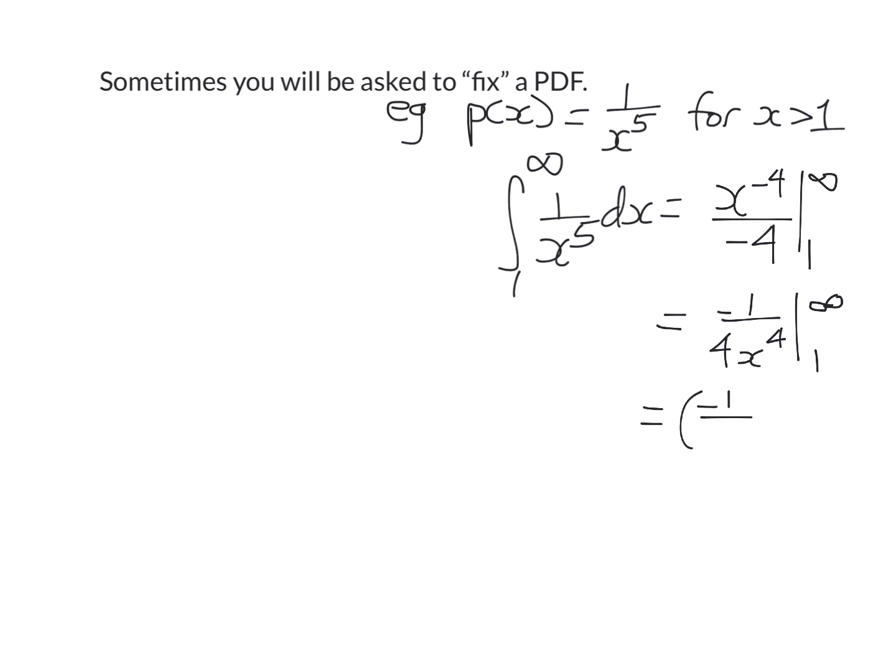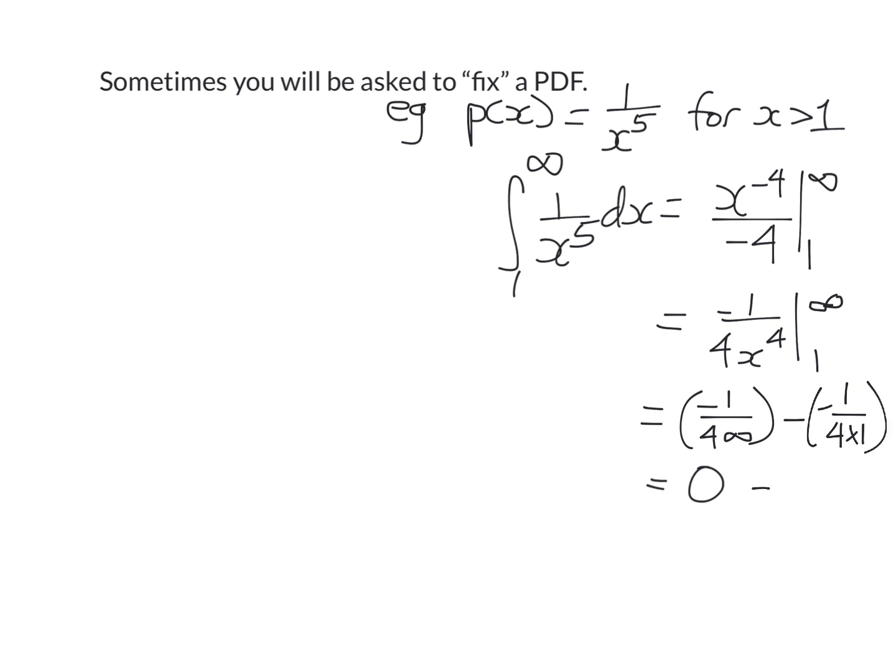See, minus 1 over 4 times infinity, you can read that as minus 1 divided by a really large number. If you take negative 1 and divide by a really large number, that becomes 0. When I substitute x equals 1 into this, I just get minus 1 over 4 times 1.